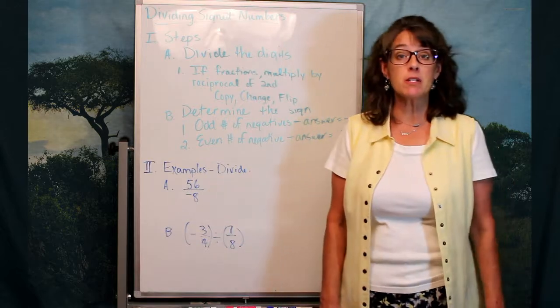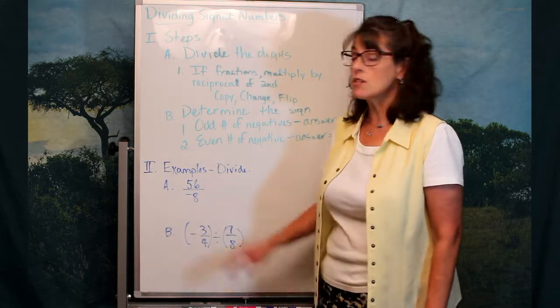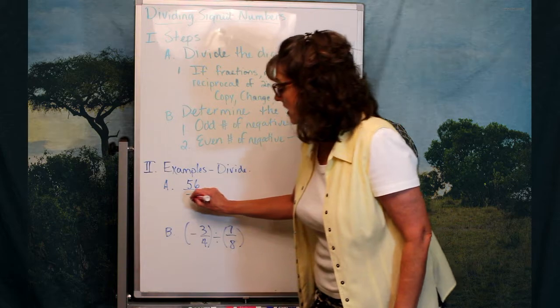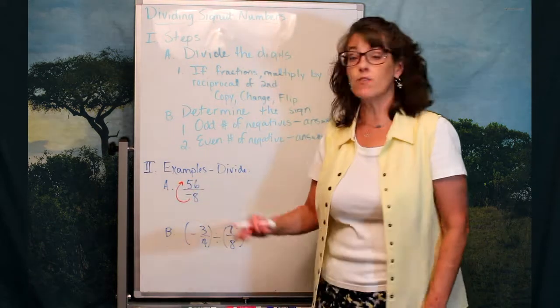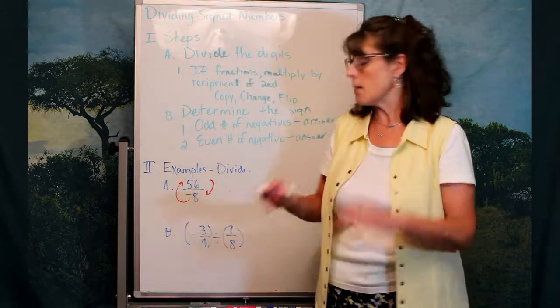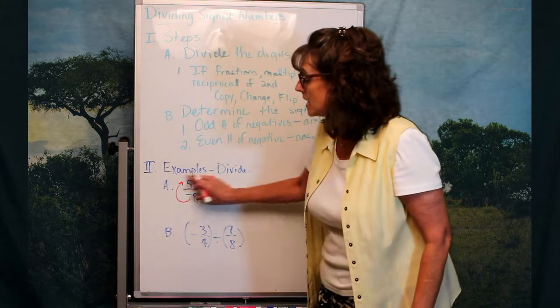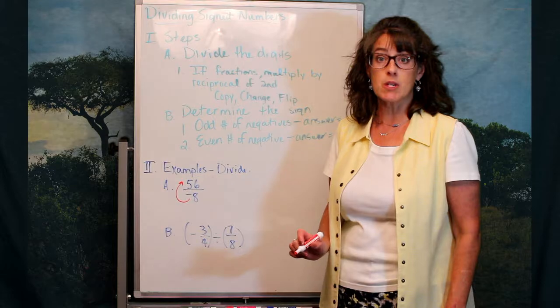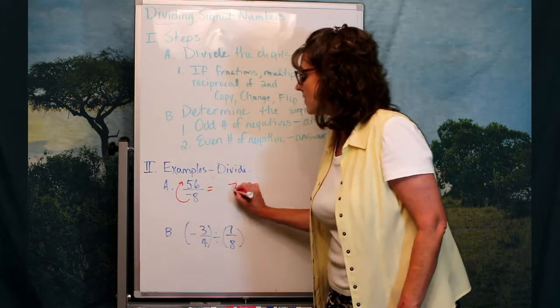Here, remember the bar means division. So I'm going to take 56 and divide it by -8. The question is, do I divide the 8 into the 56 or do I divide the 56 into the 8? Which way does this go? Yes, we always divide up. So in other words, 8 goes into 56 how many times? Yes, 8 goes into 56 7 times.